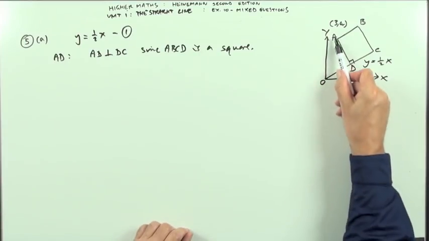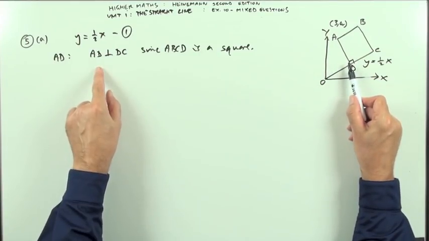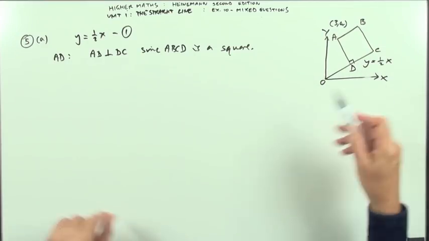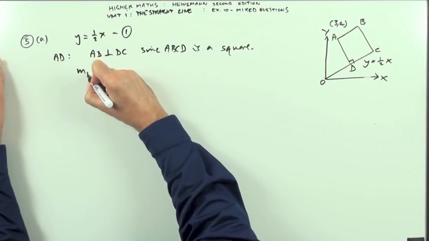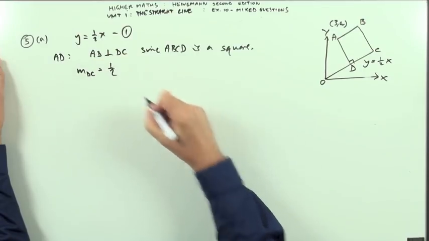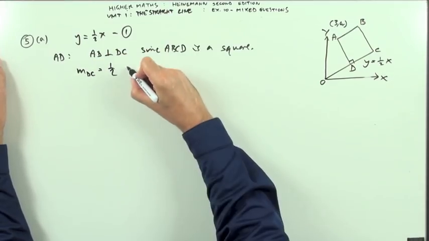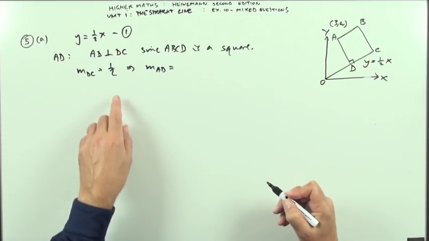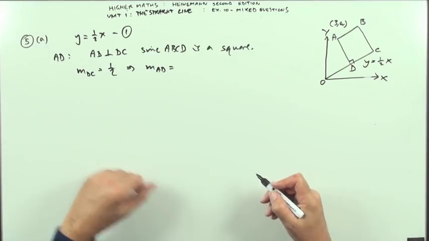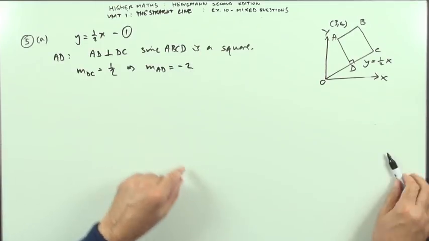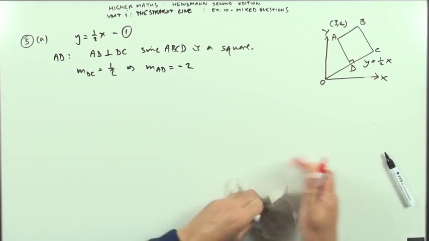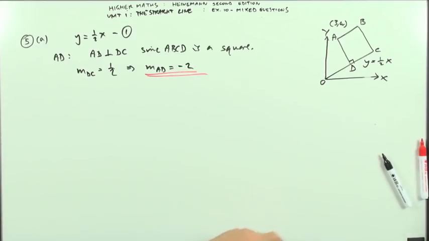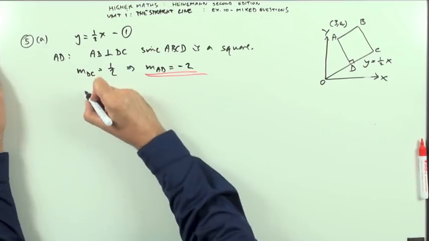Which means I can find the gradient of AD, the missing thing for the line, by comparing it to the gradient of DC. Now I know DC. I've got the gradient of DC is a half, extracted immediately from that. Which means that the gradient of AD is going to be whatever multiplies it to give -1, so it's the negative of the reciprocal of that. So the gradient of AD is going to be -2. Just leave that there.